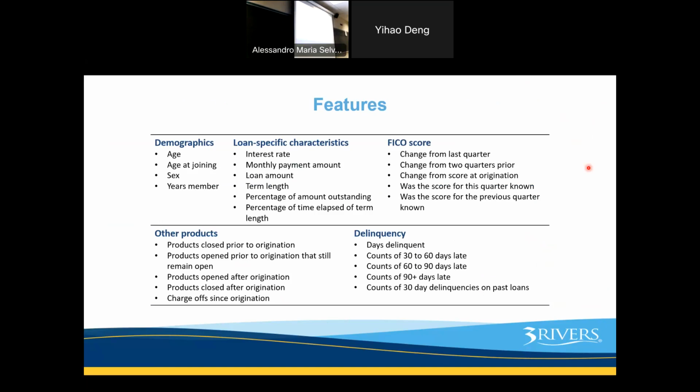They could also have checking accounts or savings accounts or mortgage. We offer a lot of products at Three Rivers, so they could have something else with this. So we looked at the history of what products they had with us. It could be products that closed prior to origination, products that were open prior to origination that were still open, products that they opened after origination, products that they closed after origination, and other charge-offs that they might have had since origination. Finally, delinquency: how many days delinquent, then categories 30 to 60, 60 to 90, 90 plus, and also a 30-day plus running count of delinquencies on past loans.